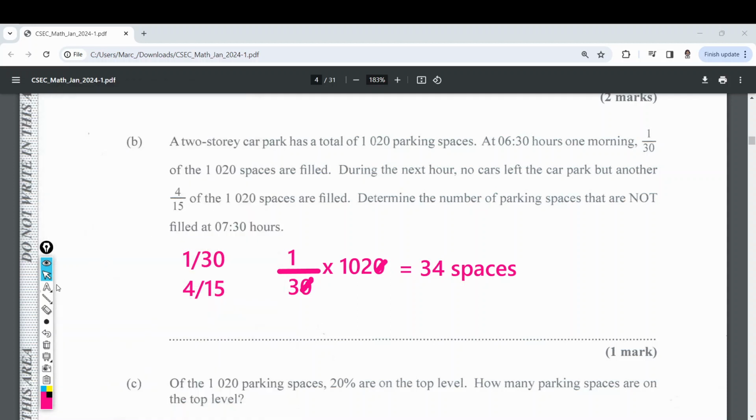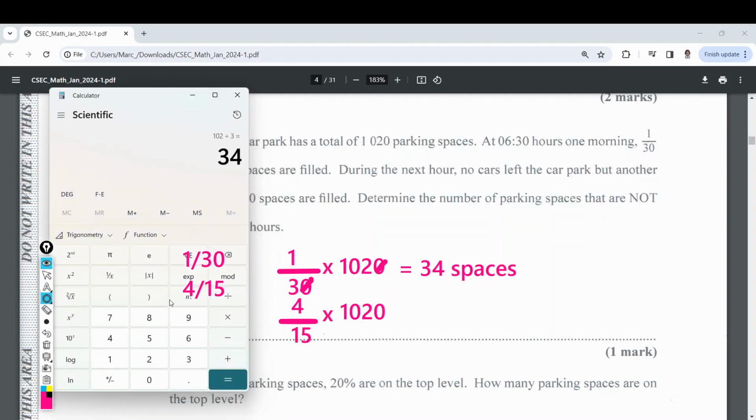The next part now, guys, it says that 4 out of 15 cars were added. So we're going to do that now. 4 out of 15 multiplied by 1020. And guys, this one I would encourage you to use a calculator. Remember, in paper 2, you are able to use your calculator, so you don't have to really overthink this one.